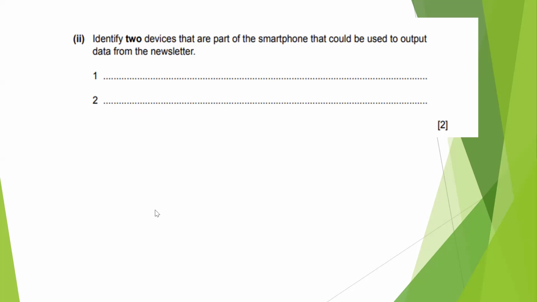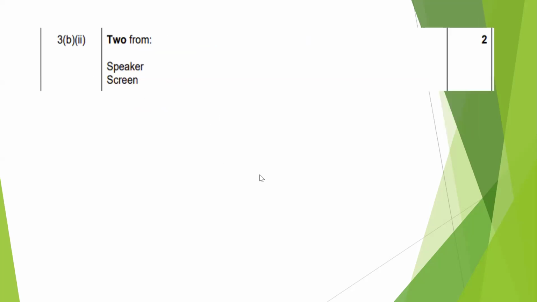Now see this one. Two devices that are part of the smartphone that could be used for output. A speaker. Okay. What else is output? Screen. Yes, screen of the smartphone. So speaker and screen. Okay.